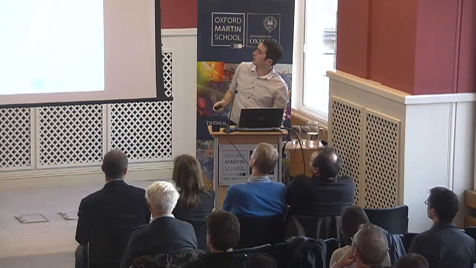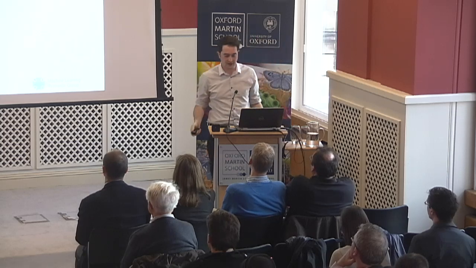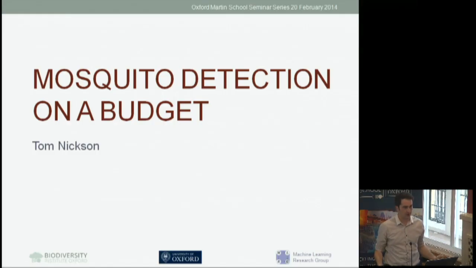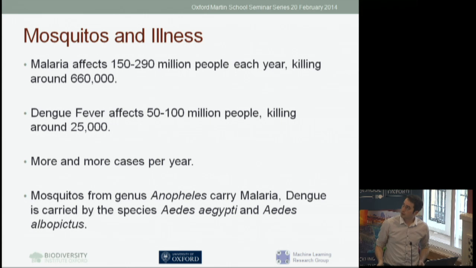Hello. Mosquito detection on a budget. I'm Tom, I'm from the Machine Learning Research Group, and mosquitoes are, in general, not very nice. They're annoying, they make you itch, and 2 species of them can give you malaria or dengue fever, neither of which is a particularly pleasant disease to have, and is relatively likely to kill you or incapacitate you. And from a purely economic point of view, that's quite expensive.